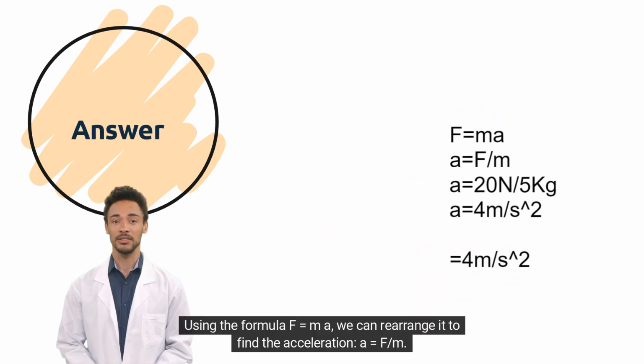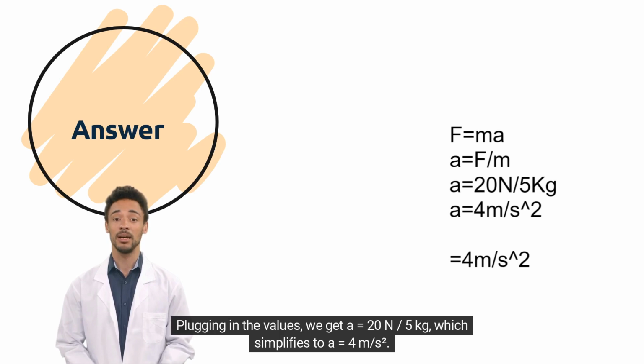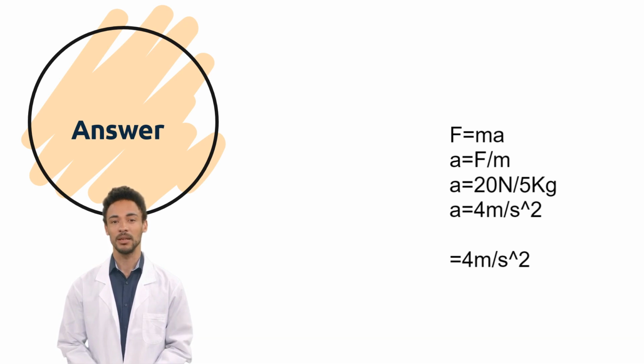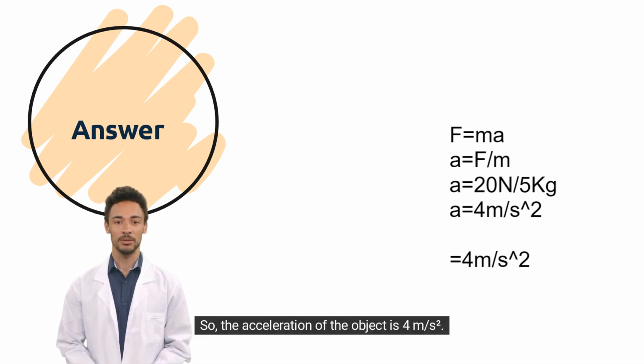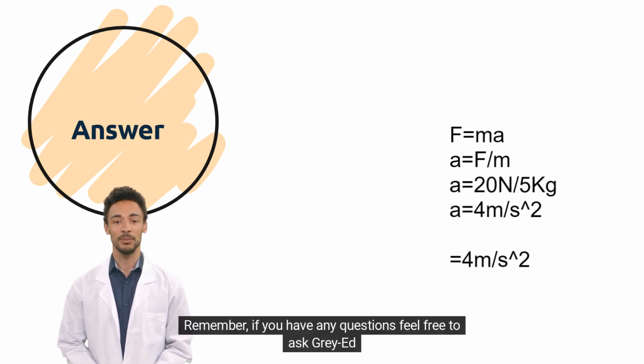Using the formula F equals ma, we can rearrange it to find the acceleration. a equals F slash m. Plugging in the values, we get a equals 20 N slash 5 kg, which simplifies to a equals 4 m/s². So, the acceleration of the object is 4 m/s². Remember, if you have any questions, feel free to ask Gray-Ed.